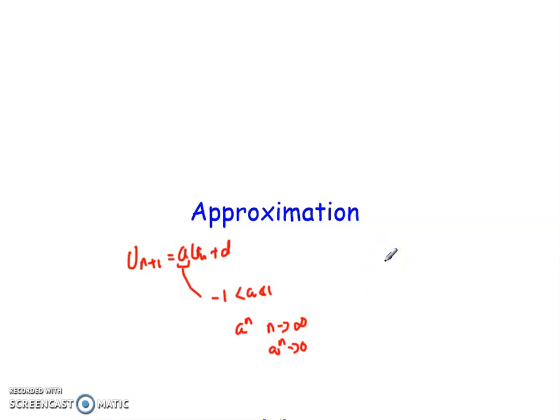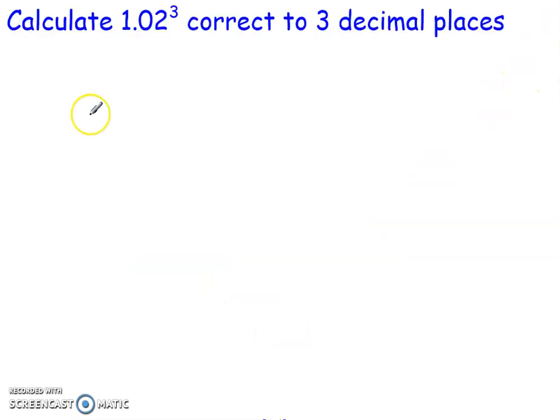Now, that's a lot of words to throw at you. So what I'm actually going to do is show you what I mean through the use of a couple of examples. So, the first one I'm going to look at is calculating 1.02 to the power of 3 correct to 3 decimal places. Now, nice calculator paper, you could very easily stick this into a calculator, job done. At this level, it's not quite as easy as that.